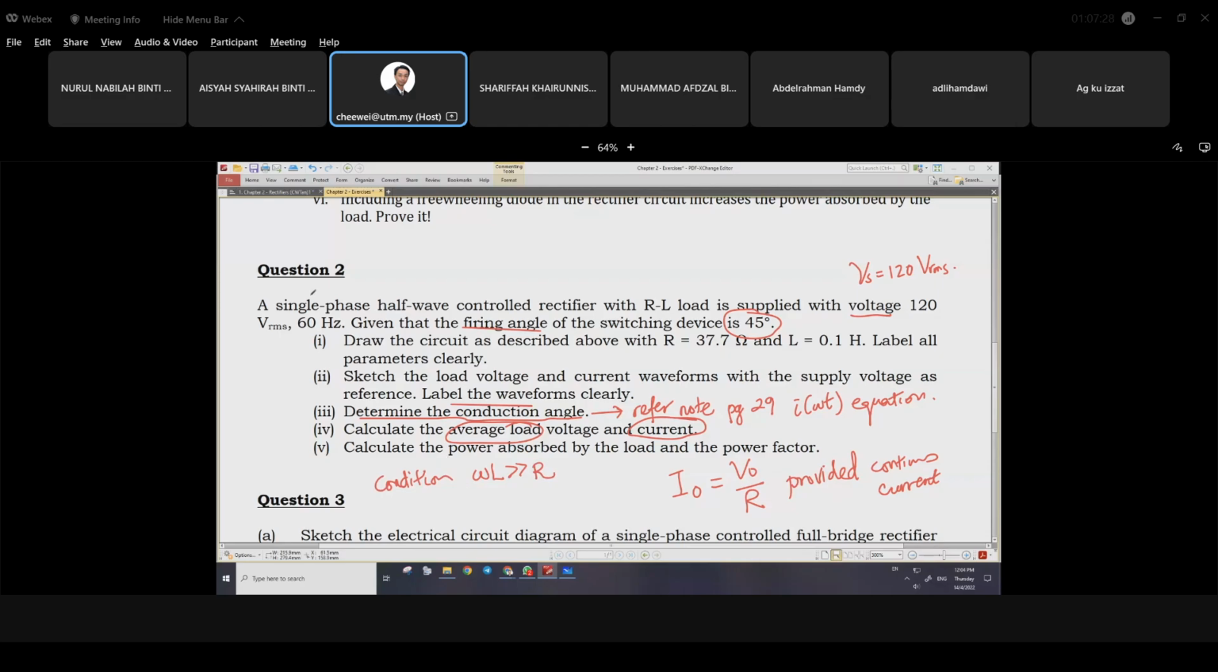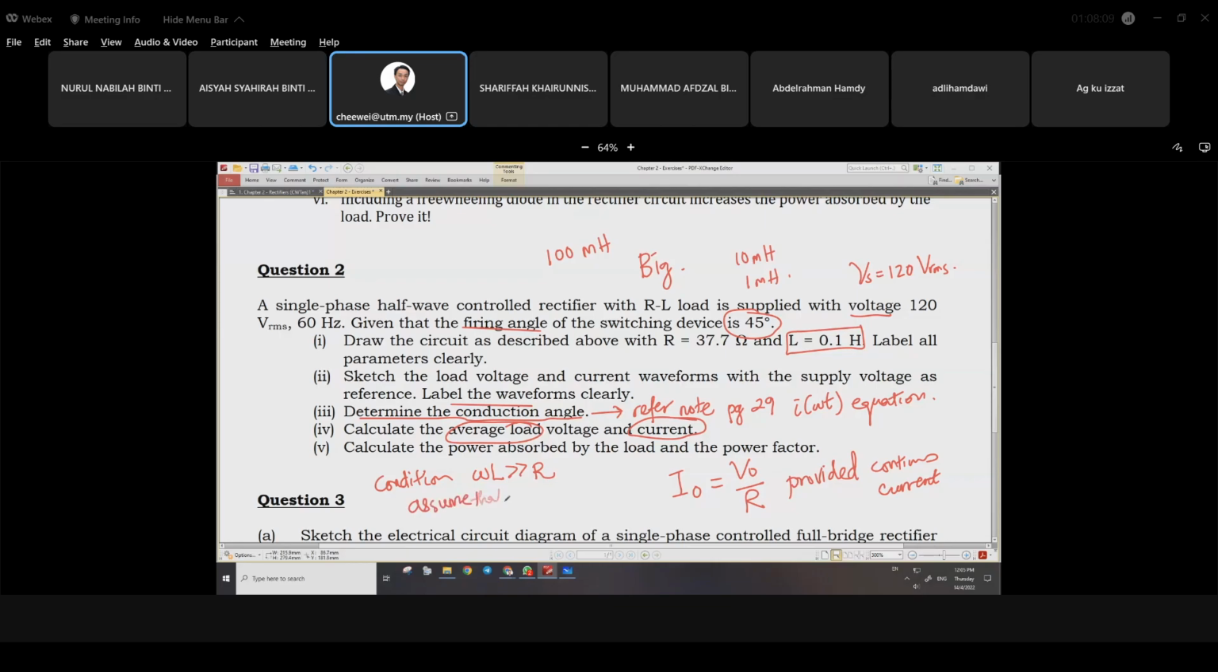So we can check in this equation whether the L given is big. Do you think the L is big, given the L is 0.1 Henry? Is it big or small? 0.1 Henry is 100 millihenry, right? Okay, so this is considered big. If it is small, then maybe you have 10 millihenry, 1 millihenry.